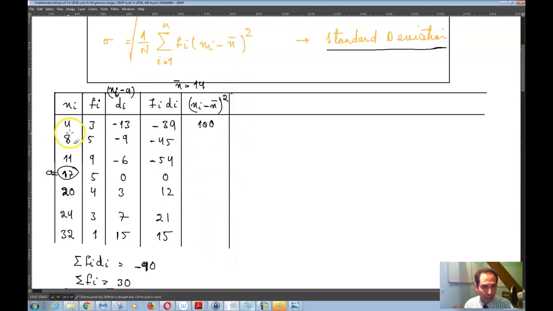Then you have 8 minus 14, which is equal to negative 6. 6 squared is equal to 36. Then 11 minus 14 is equal to negative 3, so squared it is 9. 17 minus 14 is 3, squared is 9. Then 20 minus 14 is equal to 6, squared 36. 24 minus 14 is equal to 10, squared is equal to 100.